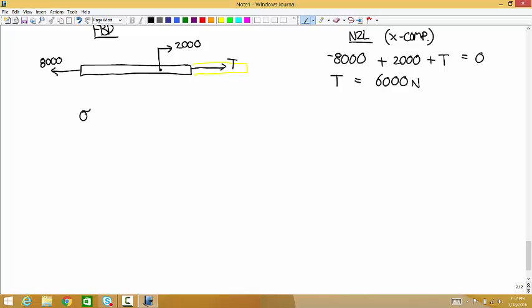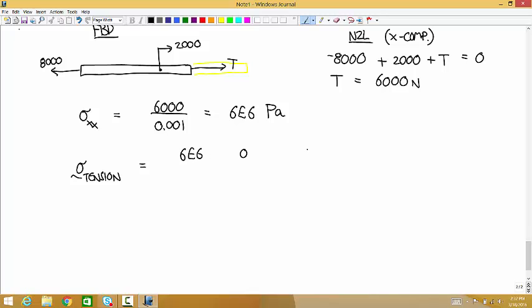And so the XX stress due to tension is equal to positive 6,000 divided by 0.001. And that's 6 times 10 to the 6 pascals. That's the only thing that's affected by this internal tension. That's the only element that's affected. And so our stress tensor due to tension is 6 times 10 to the 6, zeros everywhere else.